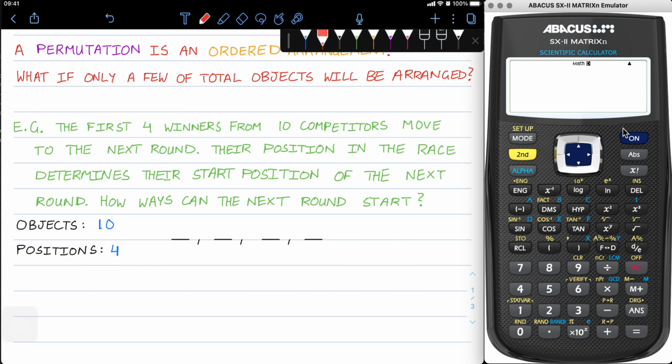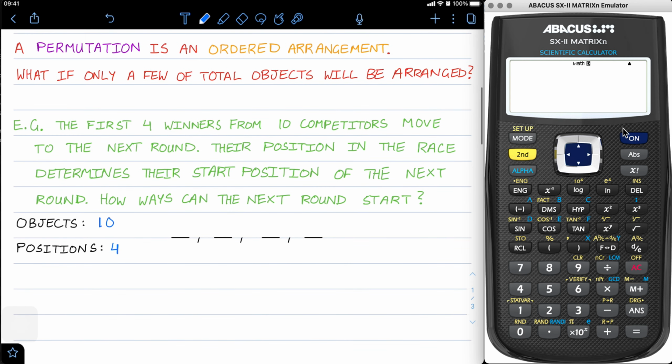Well, it's going to be the exact same way. In this case, we have 10 people who could come first, 9 people who could come second, 8 people who could come third, and 7 people who could come fourth. And we do not worry about the remaining competitors, because we only worry about the first 4 as outlined in the description.